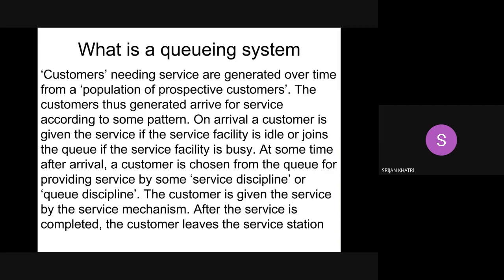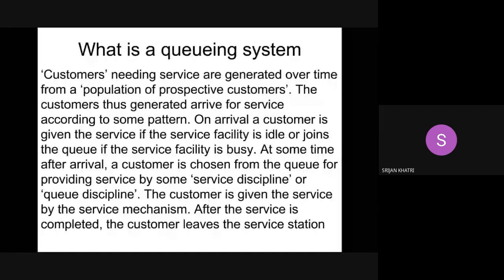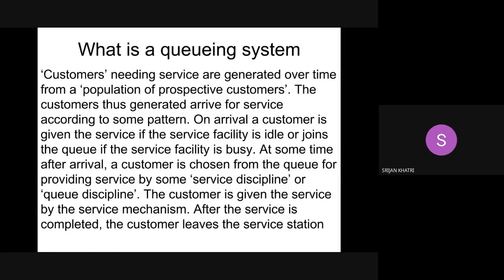So from here we can understand the definition of the queuing system as: customers needing the service are generated over time from the population of the prospective customer. I will explain this definition. This is the scientific definition of the queuing system. Population of the prospective customer is one important phrase to note.